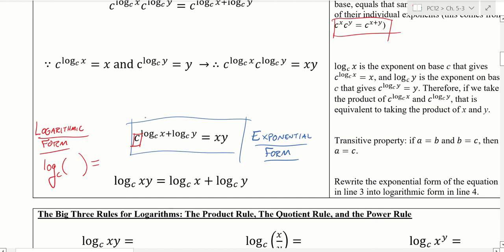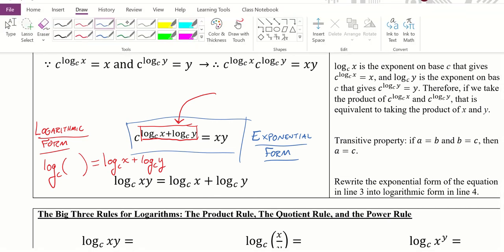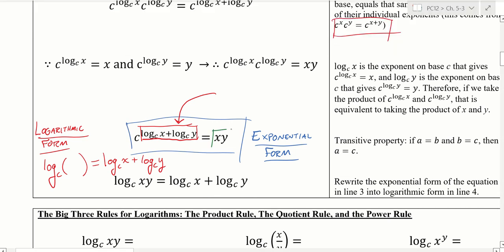output of a logarithm? The output of the logarithm is the exponent in the exponential form. Right? So this exponent is going to be the output of our logarithm. And what's the input of the logarithm? Well, the input of the logarithm is really the output in your exponential form. So xy.